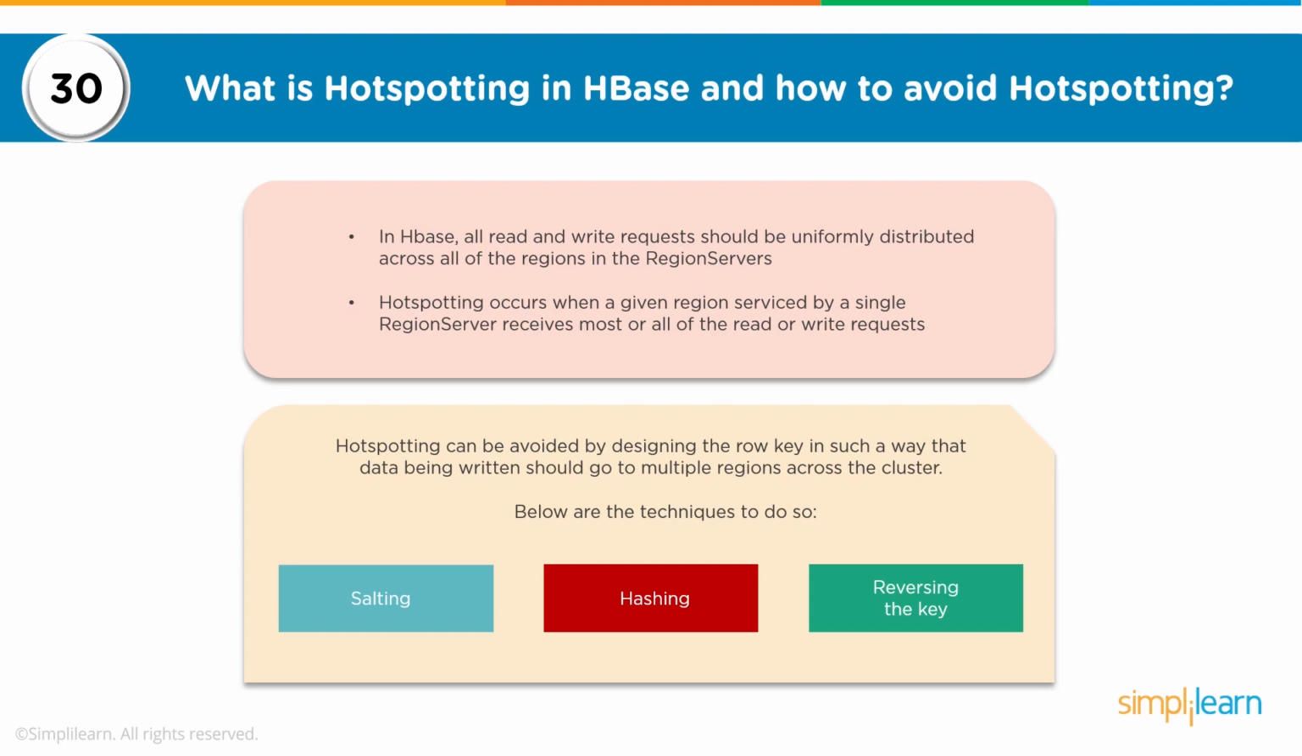So you would have your data stored across region servers in the form of regions, which are horizontal partitions of the table. Whenever read and write requests happen, they should be uniformly distributed across all the regions in the region servers. Hotspotting occurs when a given region serviced by a region server receives most or all of the read and write requests, which is basically an unbalanced way of read-write operations. Hotspots can be avoided by designing the row key in such a way that data being written goes to multiple regions across the cluster.